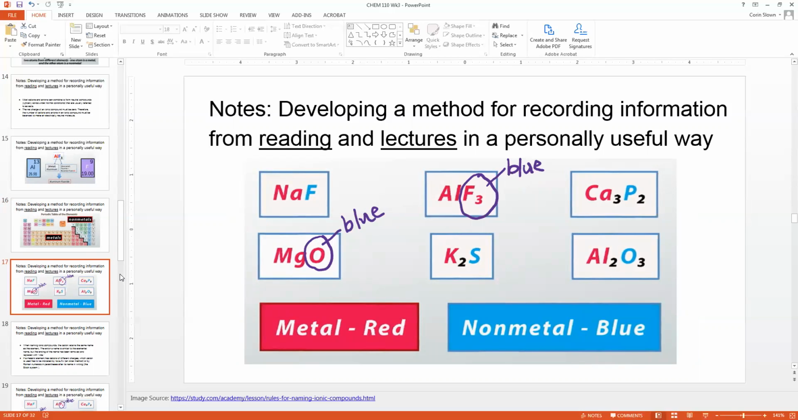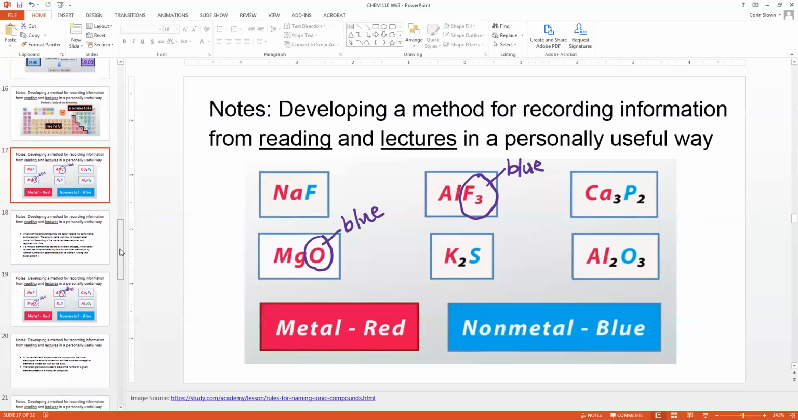So here are some examples for you to practice. Sodium fluoride, magnesium oxide, aluminum fluoride, potassium sulfide, calcium phosphide, and aluminum oxide. So think about the charge on each of these ions and whether or not they balance. That's going to be super useful as we go forward. So think about that practice. Choose one or two and practice writing out their charges and showing that electronically that balances to neutral.